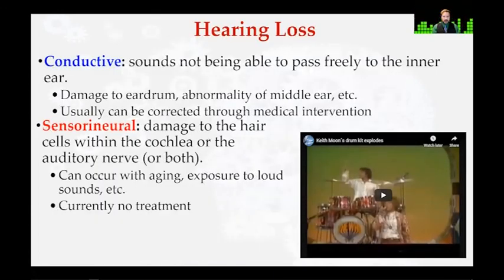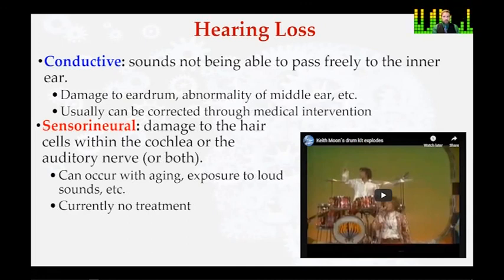Hearing loss. There are a couple of different types of hearing loss. Conductive hearing loss occurs when something is obstructing or there's an abnormality preventing hearing. Often this can be corrected with medical intervention. Sensory neural hearing loss occurs when the cilia inside of the cochlea are damaged or die. This can happen with getting older or being exposed to loud sounds. There's currently no treatment for sensory neural hearing loss.